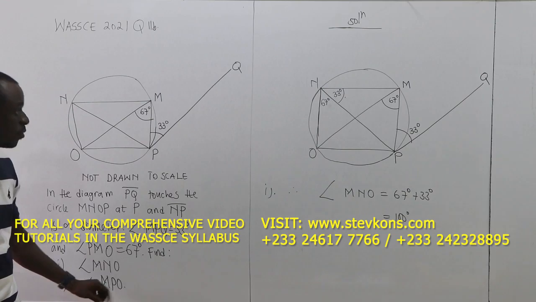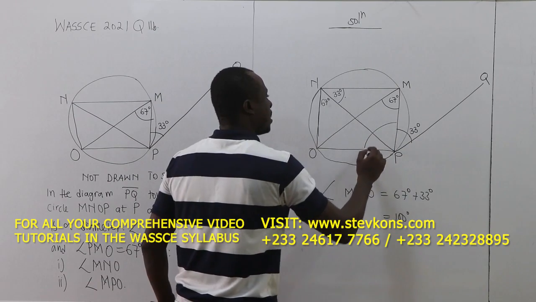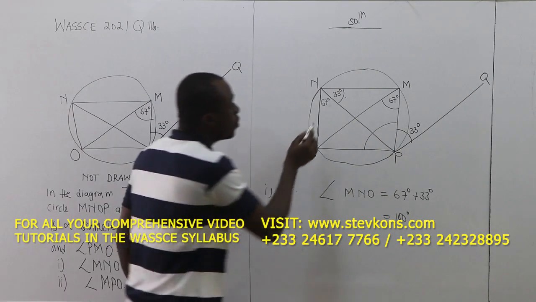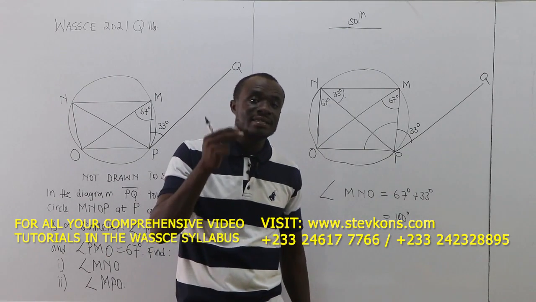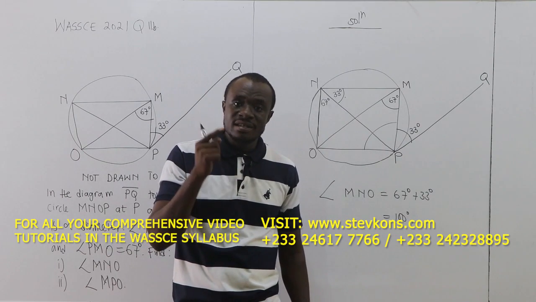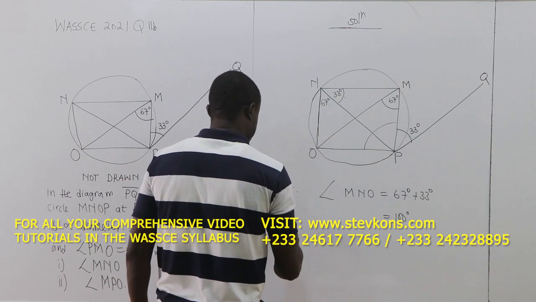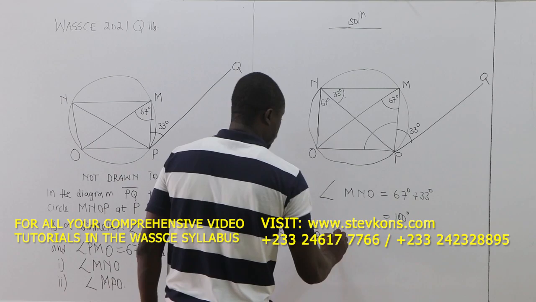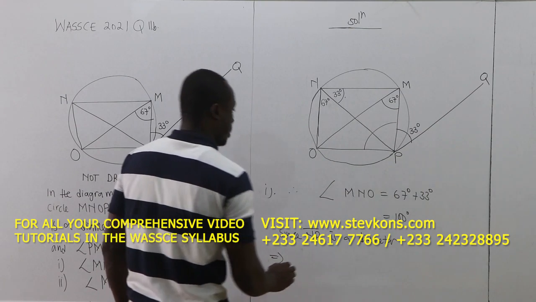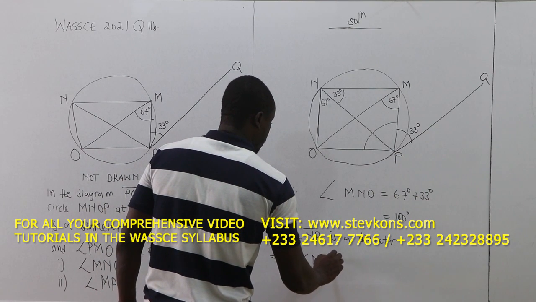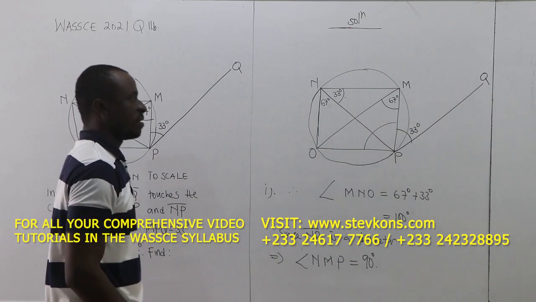We want to find angle MPO. We want to find the angles over here. Now, we're told that NP is a diameter. And we know that the angle a diameter makes at the circumference is 90 degrees. So since NP is a diameter, this implies that angle NMP is equal to 90 degrees.